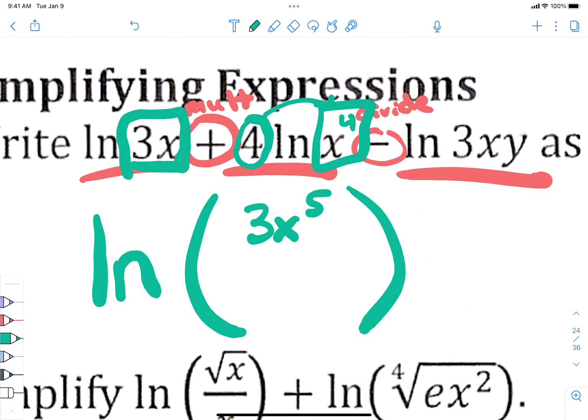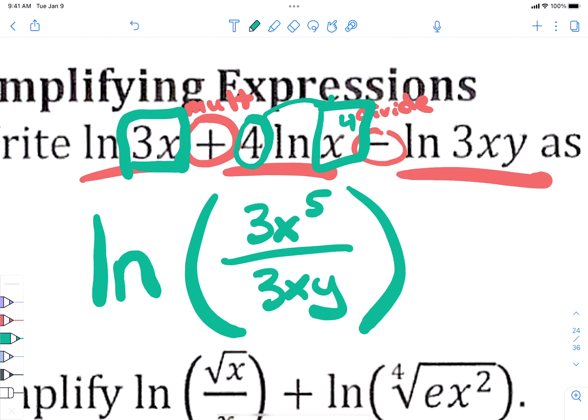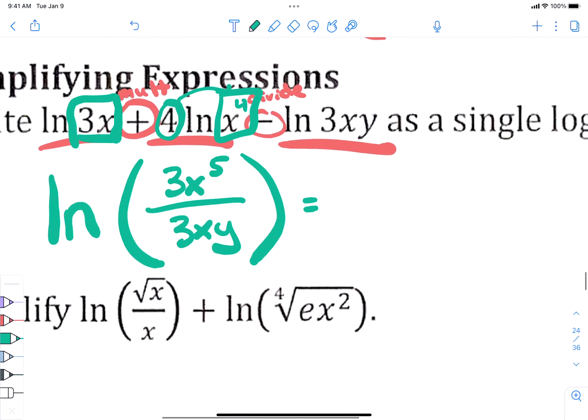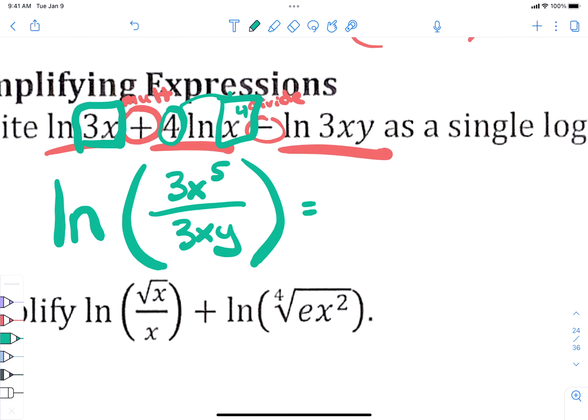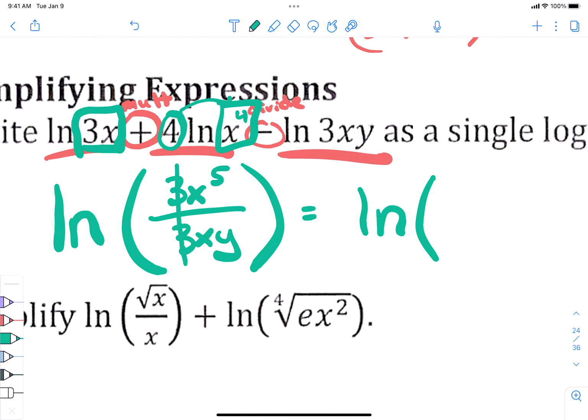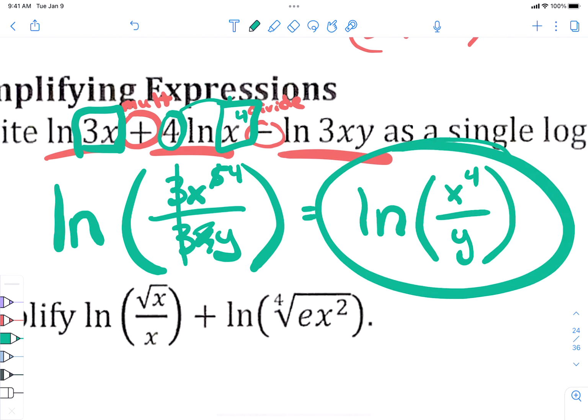But then we're going to divide by 3xy, because of the minus. Okay, we can simplify that even further. You see what we just did there? We're multiplying, and we have 3x to the 5th over 3xy. The x cancels with one of these, and the 3s cancel, so this is x to the 4th over y. Do you see how we did that? Okay? Adding means you're multiplying this stuff.